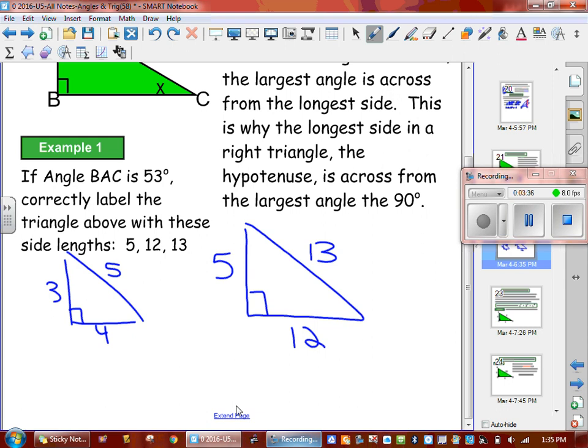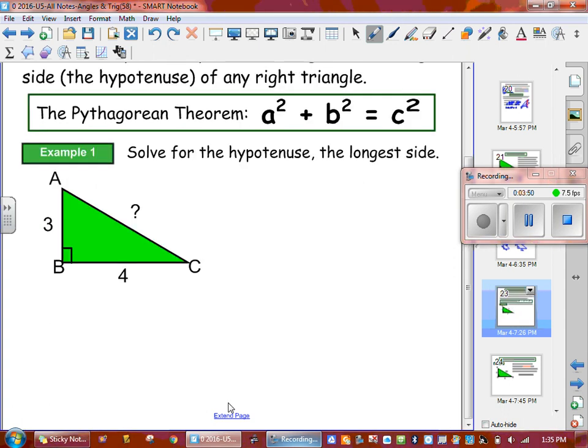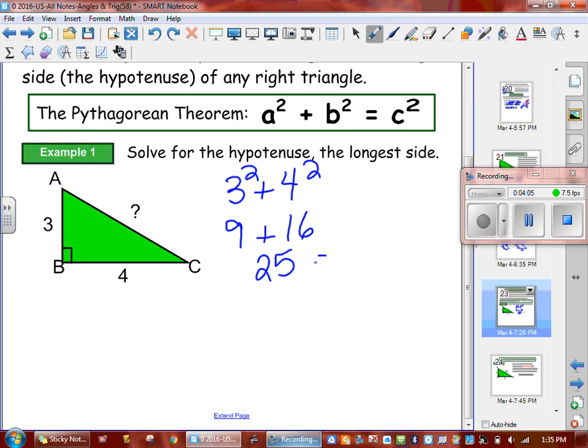Now, depending on whether or not we're finding a short side or a long side, it is dependent on how we use the equation. So here's our basic Pythagorean equation. If I do not know my long side, I add the squares of the shorter sides. So 3 squared plus 4 squared, 9 plus 16 is 25. Well, that's going to give me b squared. It's baby b here. I'm trying to find baby b. Well, that's equal to b squared.